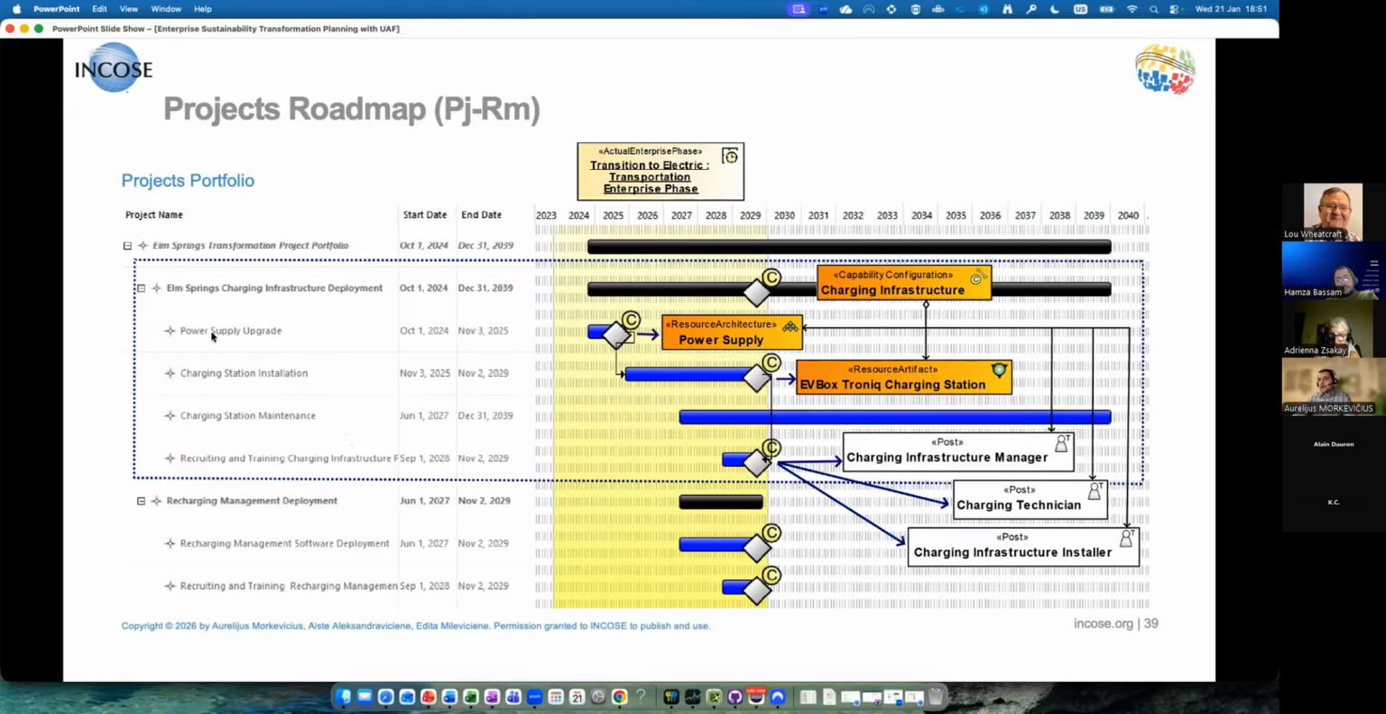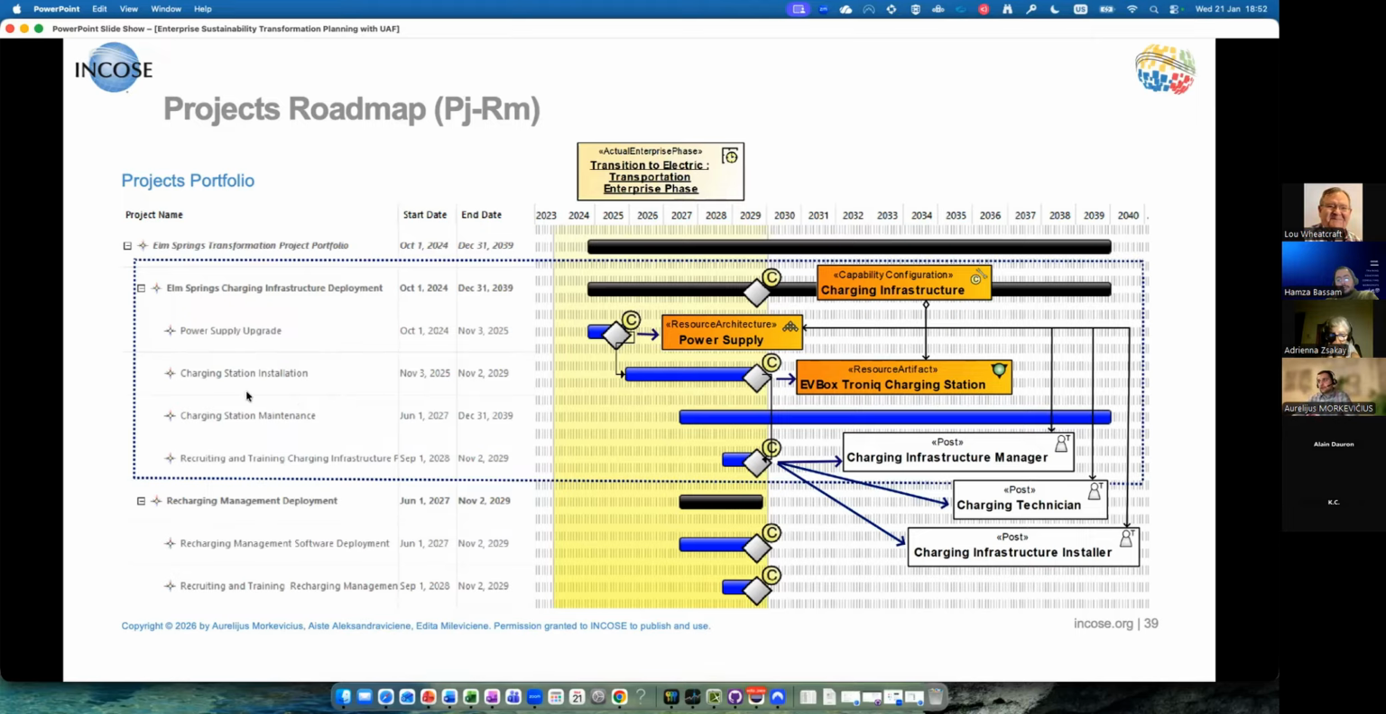So now when we map these projects to the deliverables, we see that, for example, the power supply upgrade needs to deliver the power supply resource. We see just the big configuration. So there is a lot underneath that I've been showing you before. So we can go into the smaller project tasks and say which one delivers what. But that is more on the project management side.